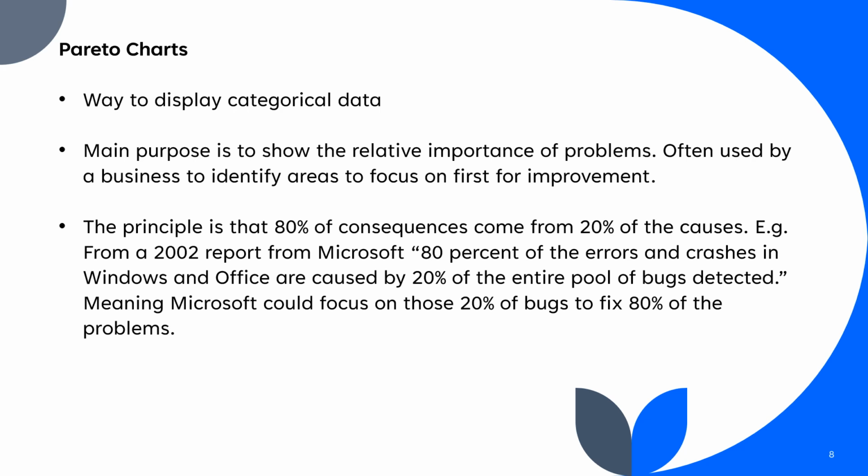In 2002, Microsoft did an actual survey, and they worked out that 80% of the errors and crashes in Windows and Office were caused by 20% of the entire pool of the bugs detected. So therefore, they could focus on those 20% of the bugs. They could fix nearly all of their problems. An example in real life for yourselves would be that they say that 20% of your clothes you actually wear 80% of the time. And if you think about that, that's probably the reality. So that means that the other 80% of your clothes get worn very little, so 20% of the time, and probably just sit in your cupboard.